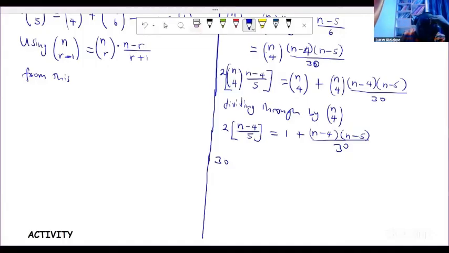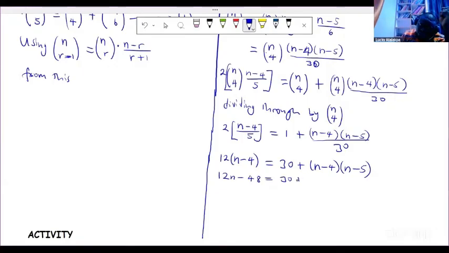Let's go. If you multiply 30 by 2, that will be 60. And 5 can go in 60 12 times into n minus 4. 30 times 1 is 30. And 30 will take out 30 there. So now, if I open this, it will be 12n minus 48. Then if you expand this bracket, this will be n squared minus 9n plus 20.